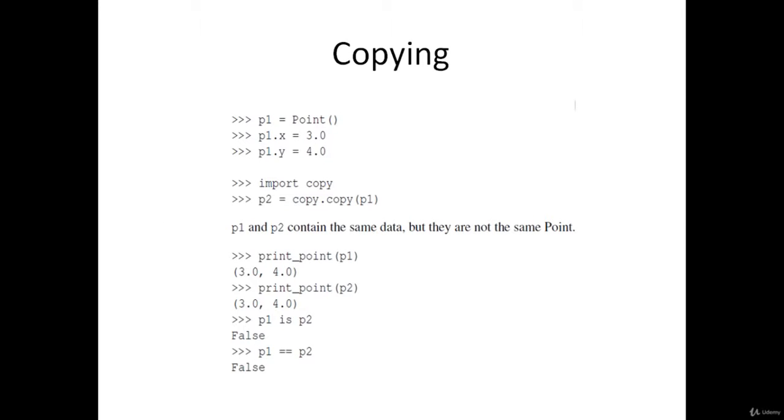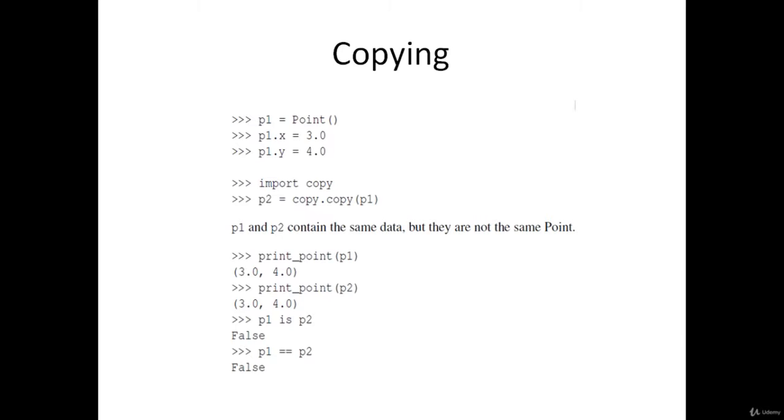Copying. Aliasing can make a program difficult to read because a change in one place might have unexpected effects in another place. It is hard to keep track of all the variables that might refer to a given object. Copying an object is often an alternative to aliasing. The copy module contains a function called copy that can duplicate an object.